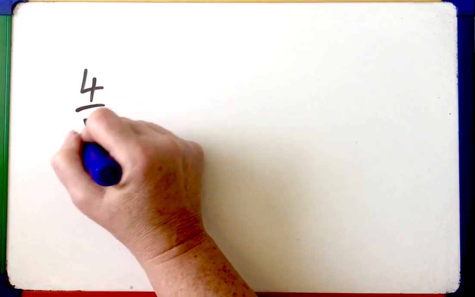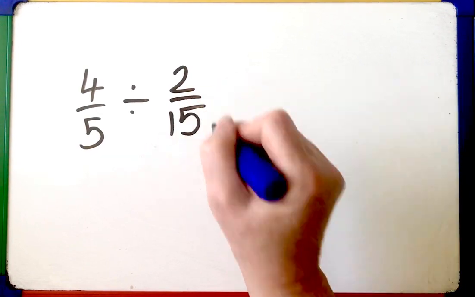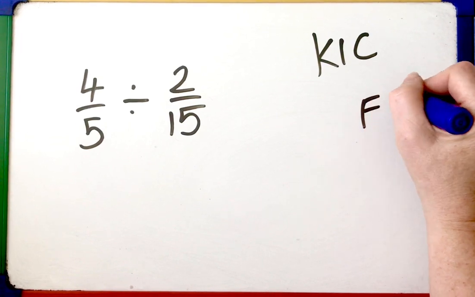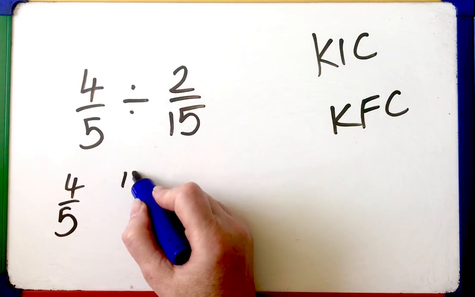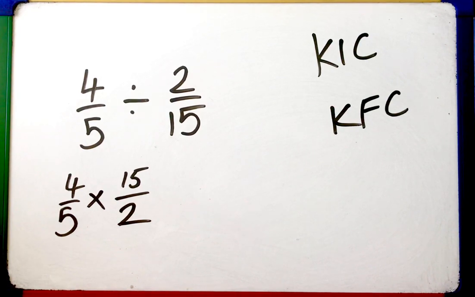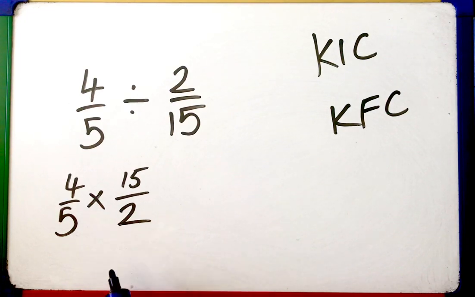Let me think. Oh, here's an interesting one. 4/5 divided by 2/15. Kick it, KFC. 4/5 keeps the same, flip it, 15/2, change the sign to a multiply. Now this is where good times tables and knowing how to cancel down fractions is very useful. You can never cancel at that stage, but once I've got a times sign, anything I can cancel I'm going to, because it will make the times tables easier.